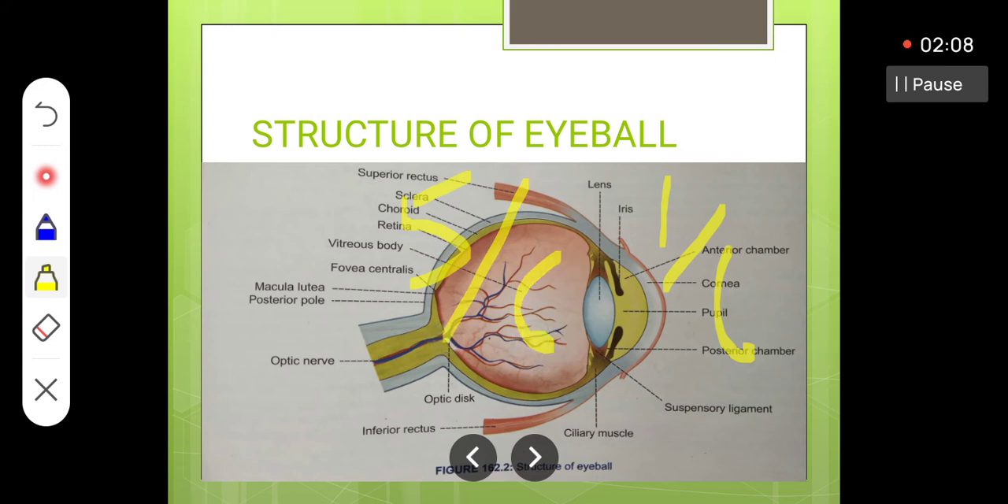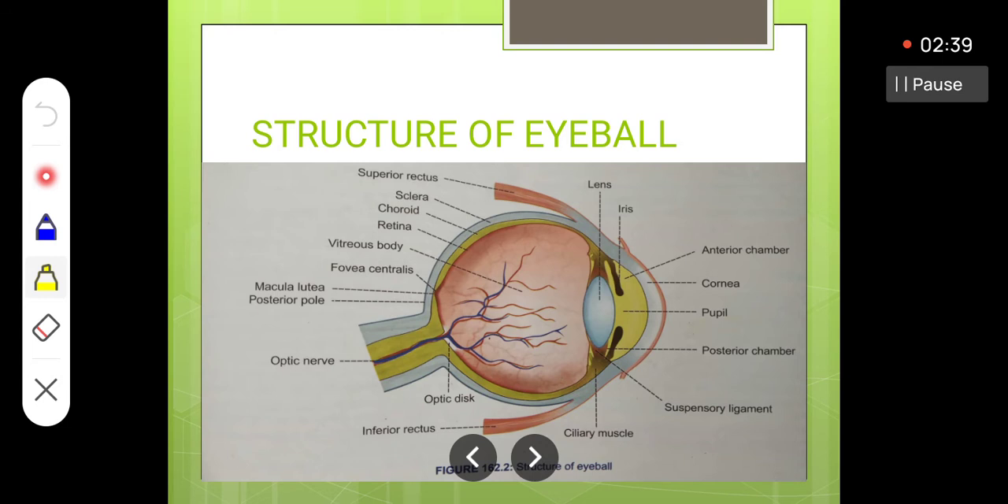This anterior 1/6 part is called the cornea, and the posterior 5/6 part is called the sclera. Sclera and cornea make up the outer coat of the eye. Generally three coats or layers of the eye are present: outer, middle and innermost coat. First, let us study the outer coat.